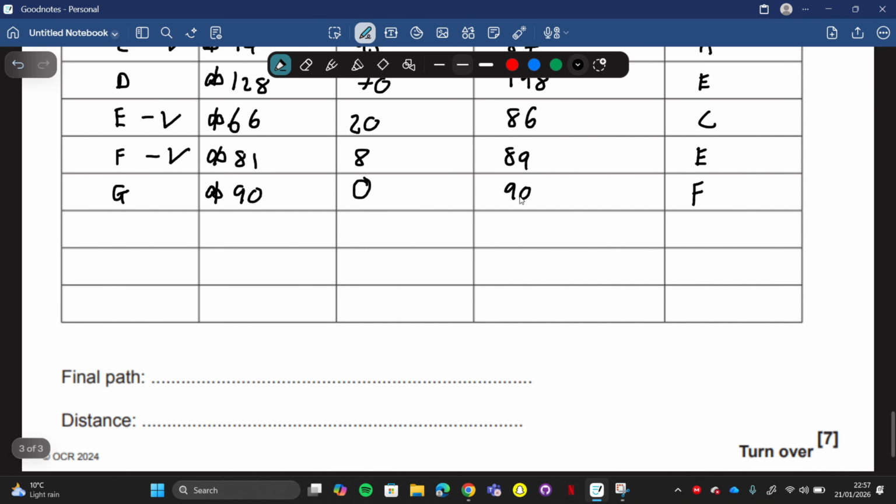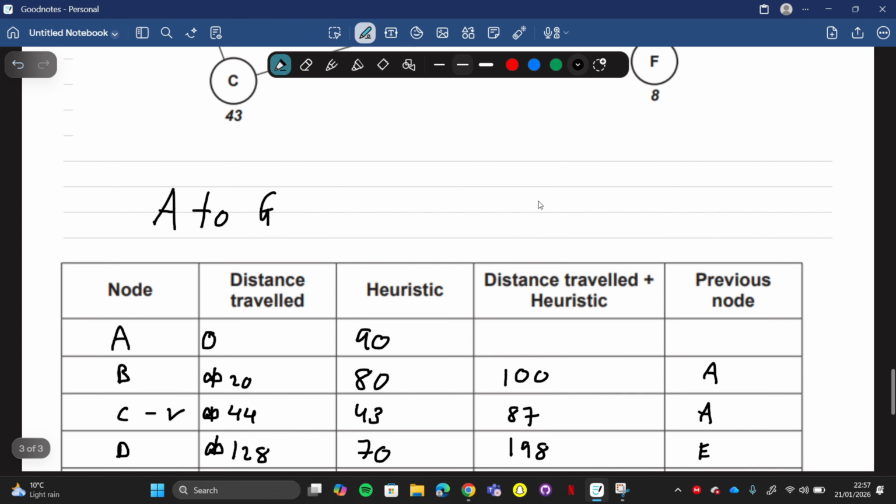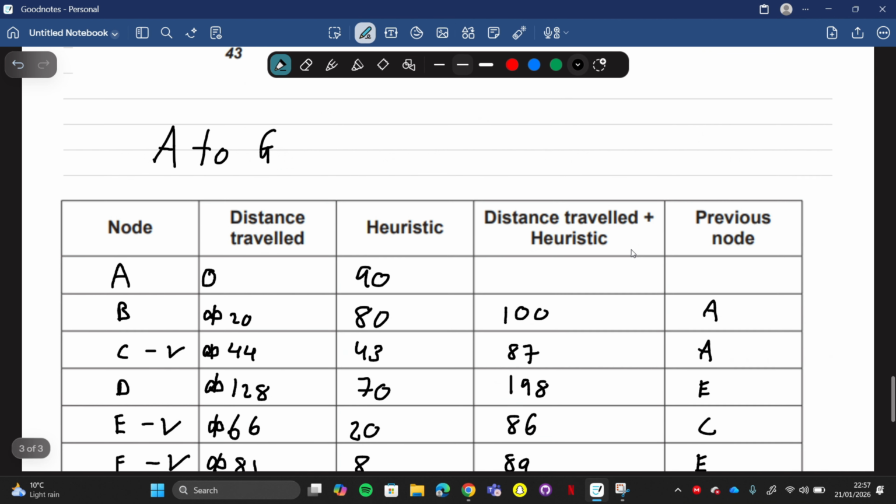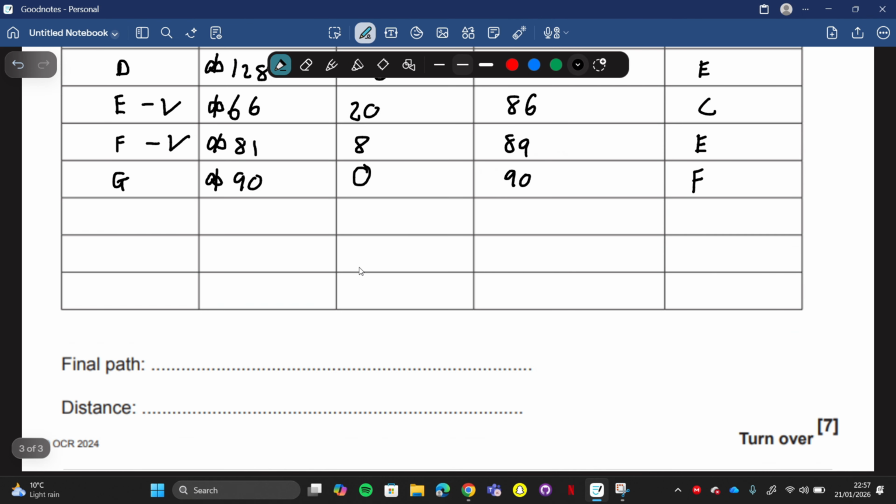We don't have to check B and D because obviously we don't care about B and D. We're going from A to G. That's what the questions are asking us. So it stops a lot earlier. However, this might not be the most efficient path.